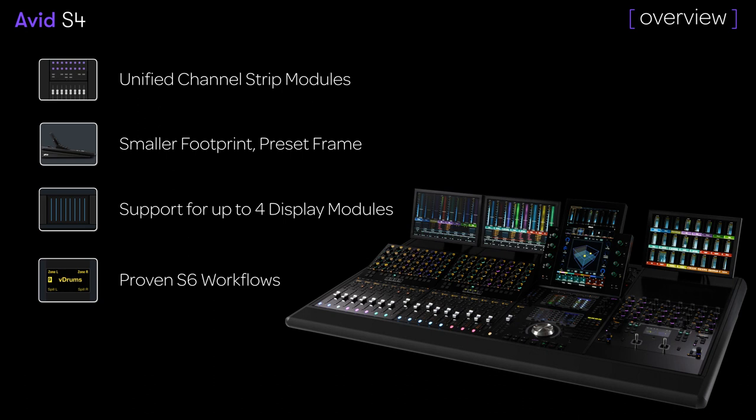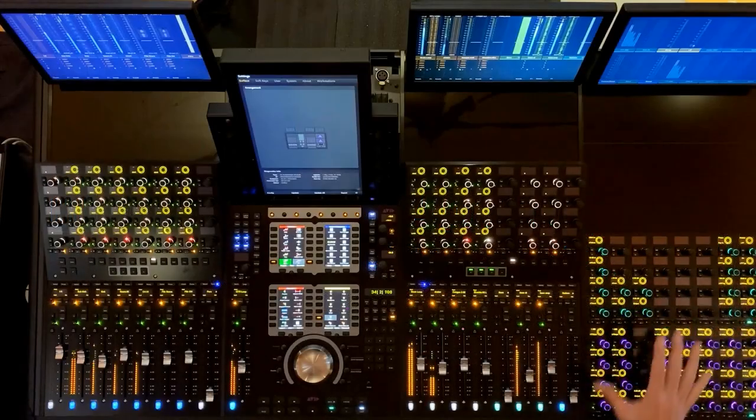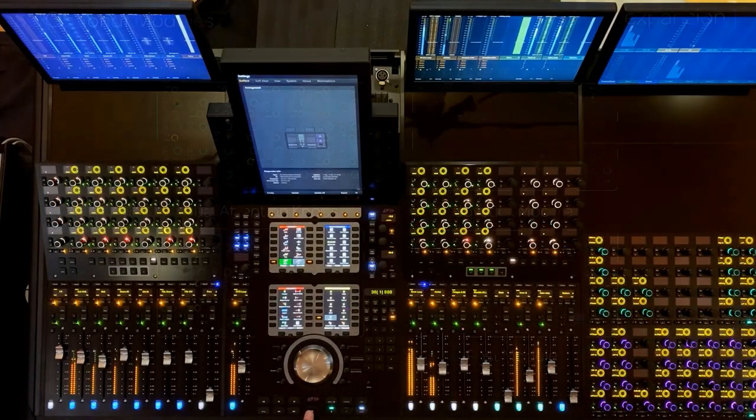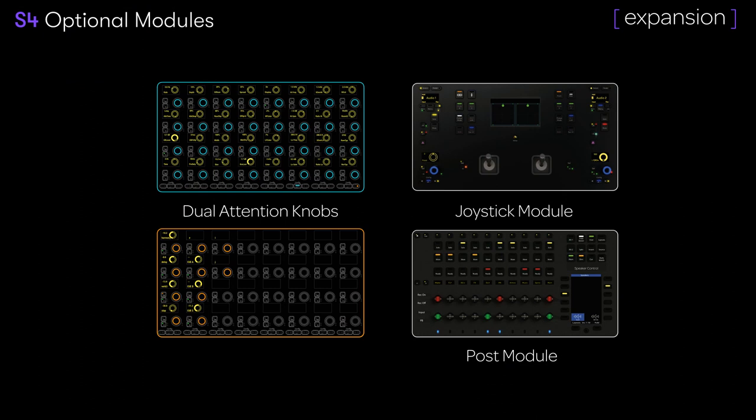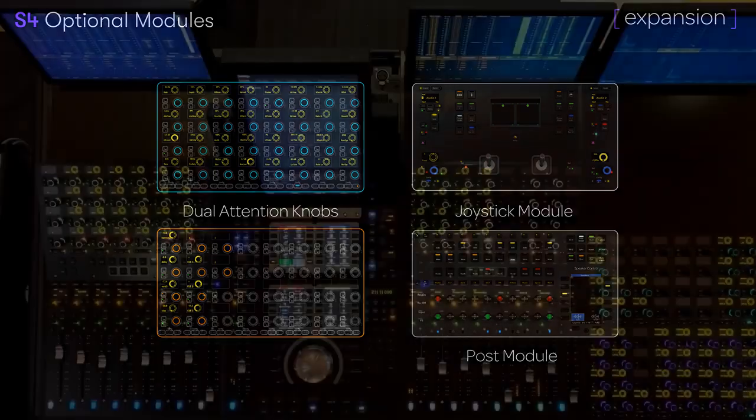We have a preset frame, support for display modules, as well as those proven S6 workflows like layouts, VCA spill, and expand faders. The 4th bay of our S4 includes option modules. You can see we have dual attention knobs in ours. We also have the ability to add a joystick module for surround or immersive panning, as well as a post module for Pro Tools direct style workflows, and finally a display module for master meters.